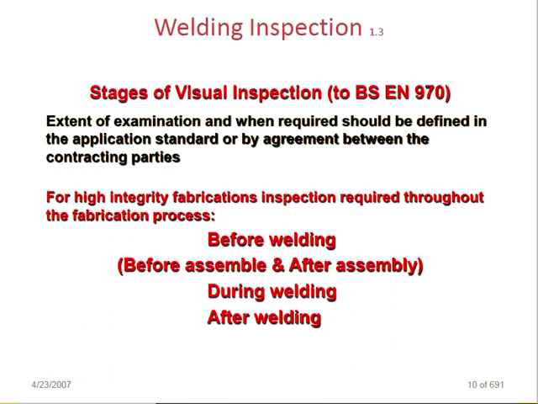So what are the stages of visual inspection? You have to check the visual inspection at these stages: one is before welding, before assembly and after assembly, during welding, and after welding. So these four times you need to check your visual inspection. Before welding is very important: before welding, before assembly and after assembly, during welding, after welding. We'll go to the next page and I'll clarify.